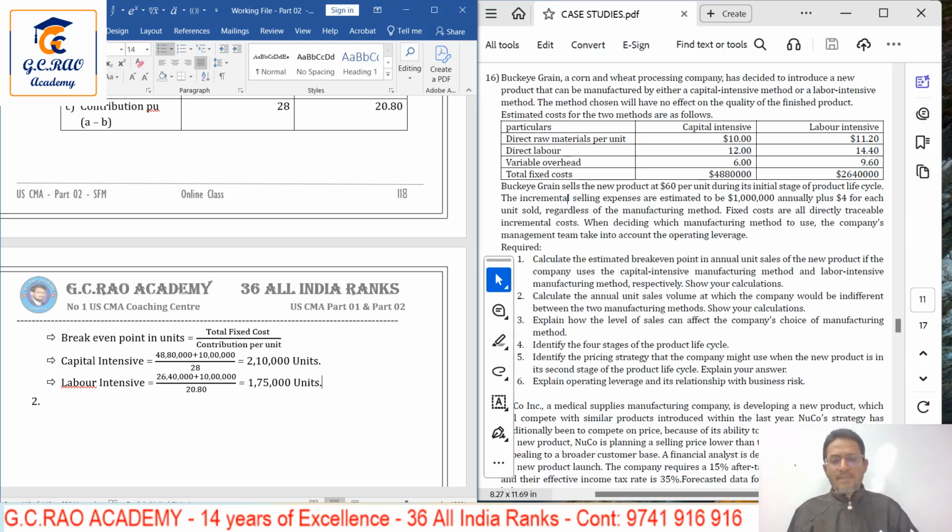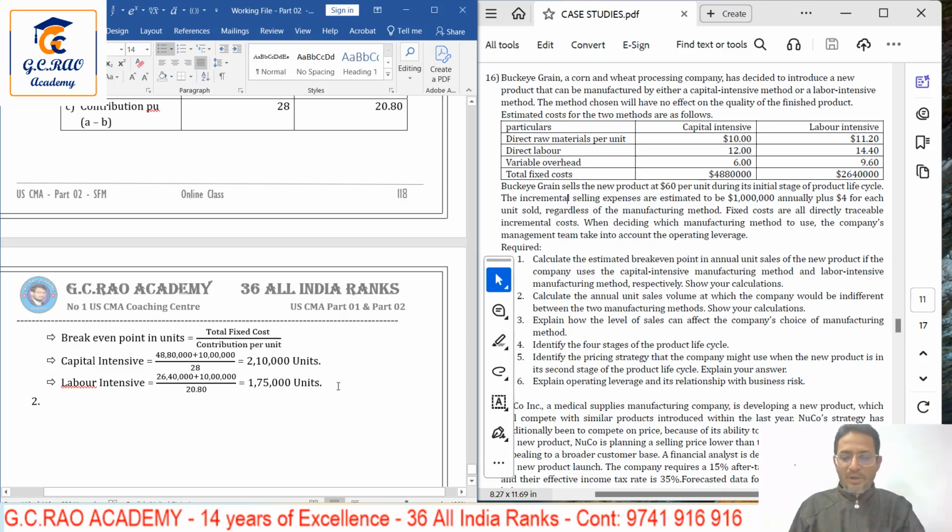Next one. Look into point number 2. Calculate the annual unit sales volume at which the company would be indifferent between the two manufacturing methods. Indifference between two methods means indifference point. How to calculate? Difference in fixed cost divided by difference in contribution per unit. At that level, whether you go for capital intensive or labor intensive, both will cost the same.